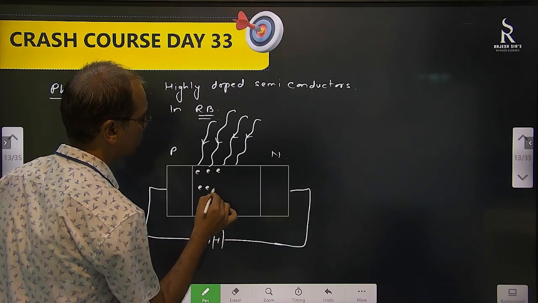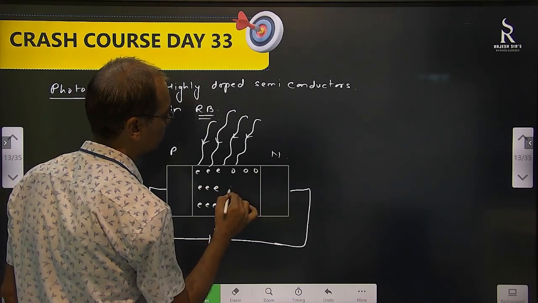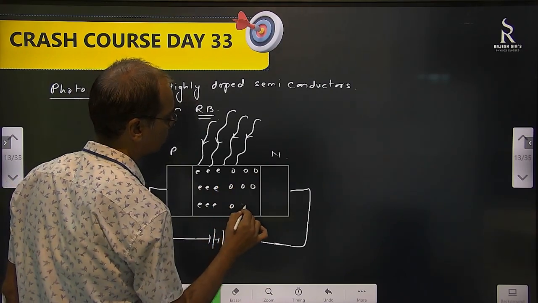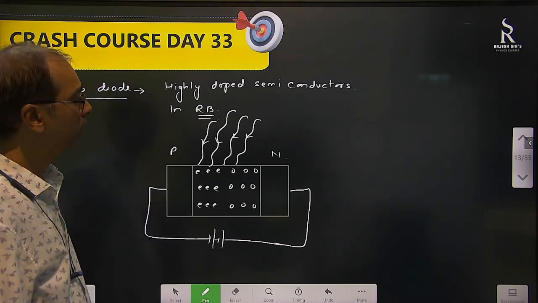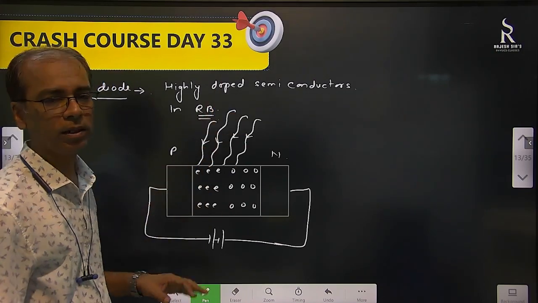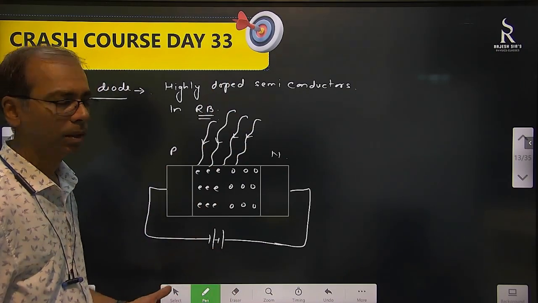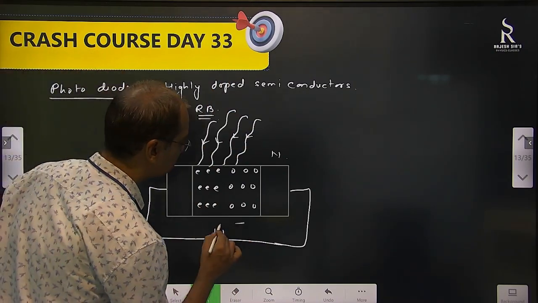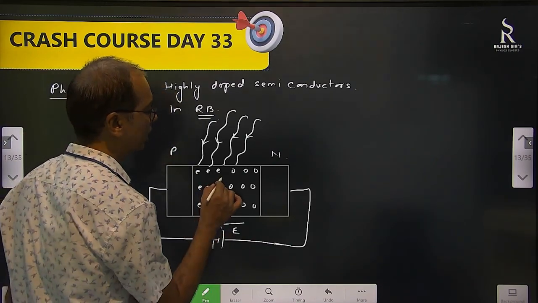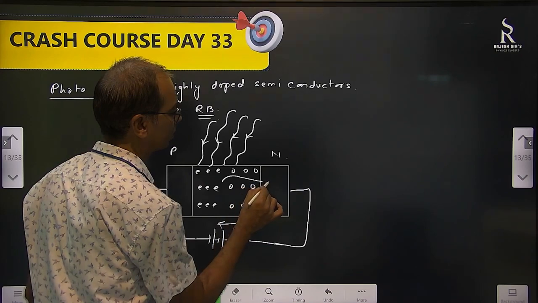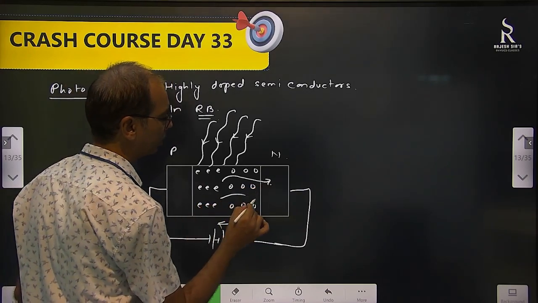Like this, we have made more this time. Here holes are there. Pairs are there. Okay, so now what will happen? When these photons come, they will break this pair. So when this pair is broken, now what will happen? In this direction, you know that an electric field is there. Because of this electric field, these electrons will go here.